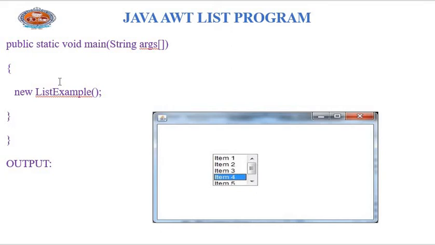That means the list contains how many items? 5 items: item 1, item 2, item 3, item 4 and item 5. These are 5 items, so these 5 items are added to the list. In this list we can scroll the items. Okay, this is the list example program.